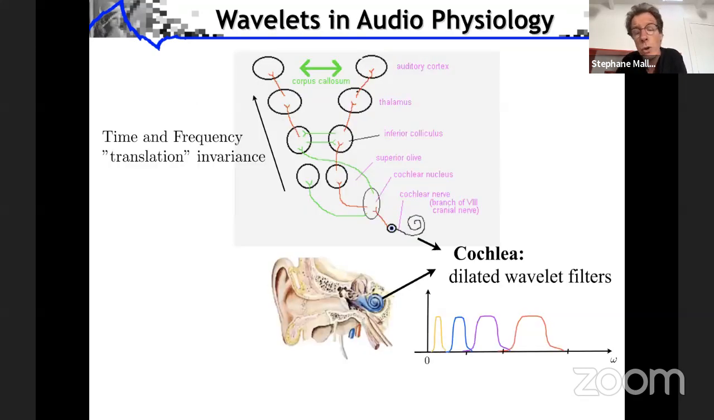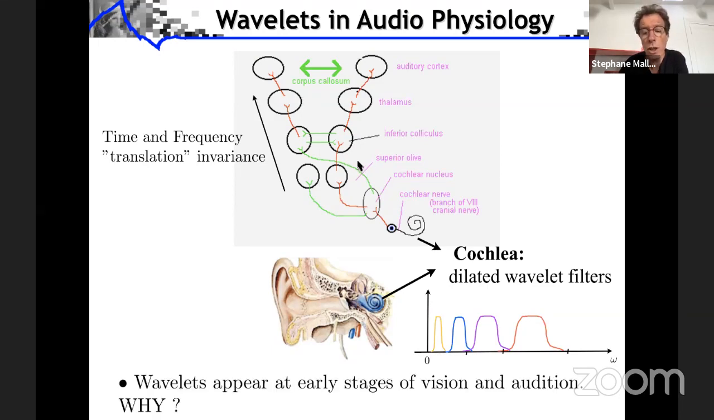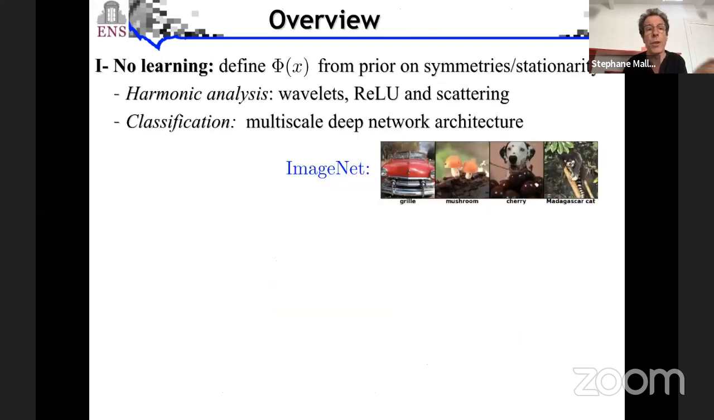Now, if you look in audio, you see a similar structure. Again, in the first layer, in that case in the cochlea, you have something that looks like a wavelet transform, which separates the information within different frequency bands, which are again dilated, and then that's transmitted to the audio cortex. So the question is, why do you have these wavelets which appear at early stage, both of vision and audition? And also within deep networks, what are the reasons? And also, what do you need to learn with these deep networks?